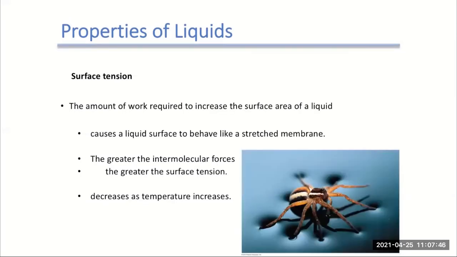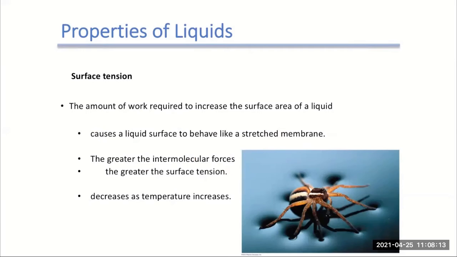So our next property we're going to look at kind of relates to viscosity. We look at surface tension. So surface tension is the amount of work required to increase the surface area of a liquid. And so surface tension actually kind of causes the liquid surface to behave like a stretched membrane. And so the greater the intermolecular forces are, the greater the surface tension.